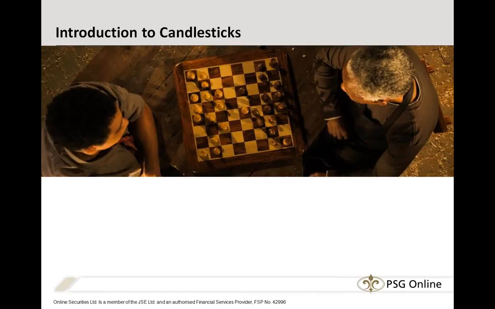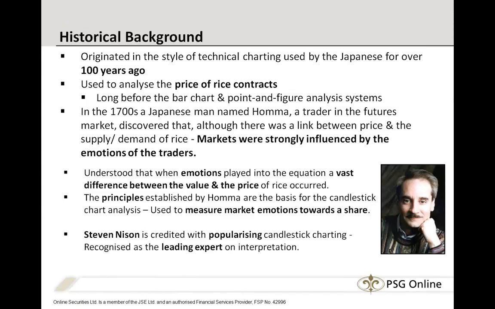I'm going to talk about, first of all, a bit of a historical background regarding candlesticks. As a form of technical analysis or technical charting, it's been used in Japan for more than 100 years. Obviously, it's been used to analyze the price of rice contracts. So candlesticks have been around longer than bar charts and point and figure charts. Point and figure charts have been around for about 400 years. There was a guy way back in the 1700s, a trader by the name of Homma. That's not his picture, by the way.